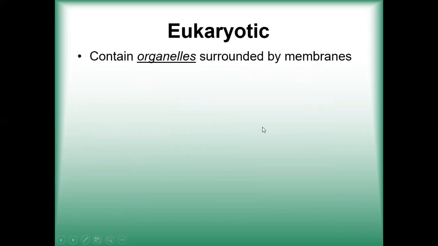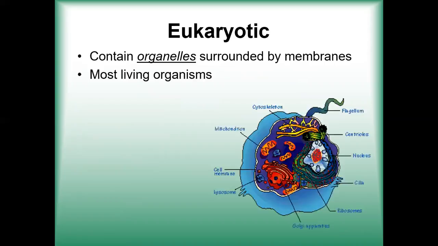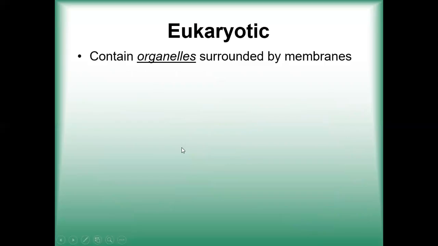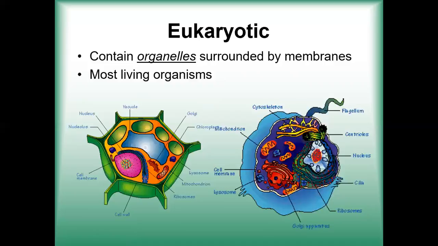Now we have eukaryotes. These are much larger. They contain organelles, each one surrounded by its own membrane. Most living things are eukaryotic. Here are some examples of eukaryotes. You can see how much more complex they are. There's just so much more stuff going on in here. And sure, there are a couple more free-floating things going on, but they're all surrounded by their own membrane, which is a large difference between them and the prokaryotes from the last slide, is that they're all protected by their own little membranes.